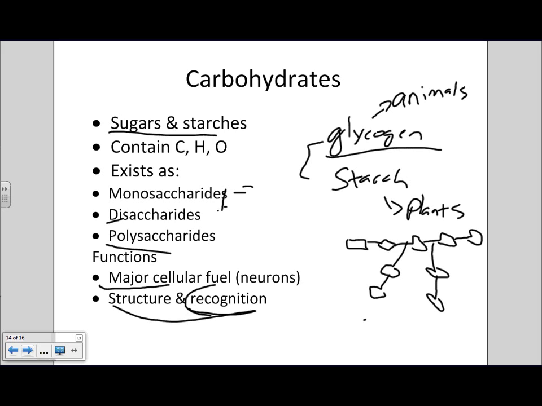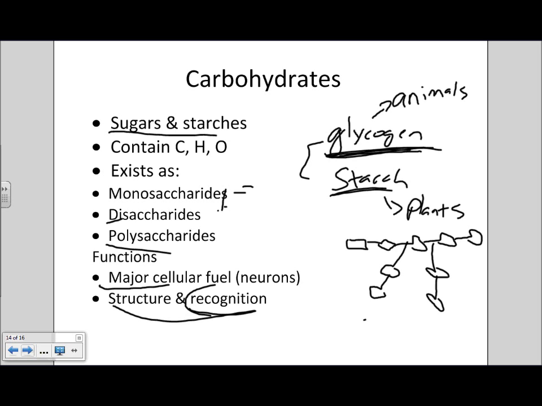Okay, glycogen is a lot more complex. Glycogen has more branches, more sugar units attached to it. It's just a lot more complex. So like I said, this is how animals store carbohydrates. This is how plants store carbohydrates. Now again, you hear people in the media talking about, well, starch is bad for you. No, it's not. Just eat it in moderation. Okay, plain and simple.